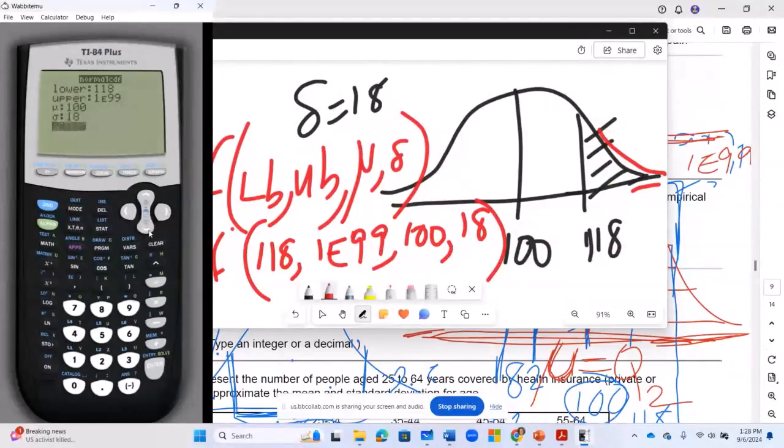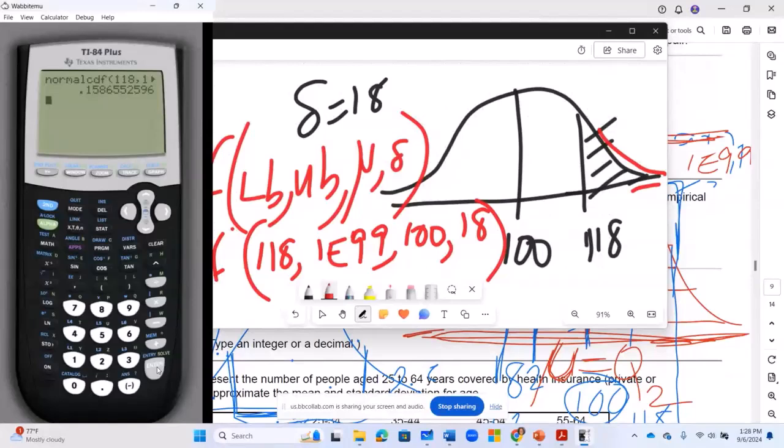It doesn't take all this time. It's just because we're doing it for the first time. And so when I hit enter, I'll find area to the right. And that area to the right is 15.87% to 2 decimal places.